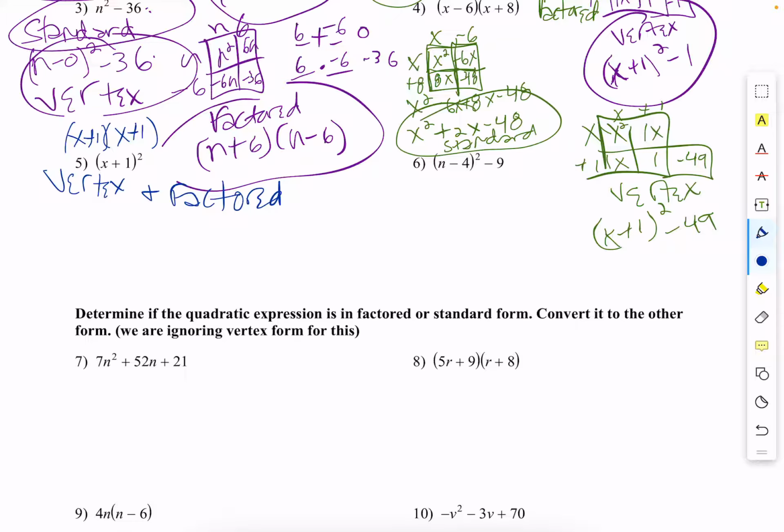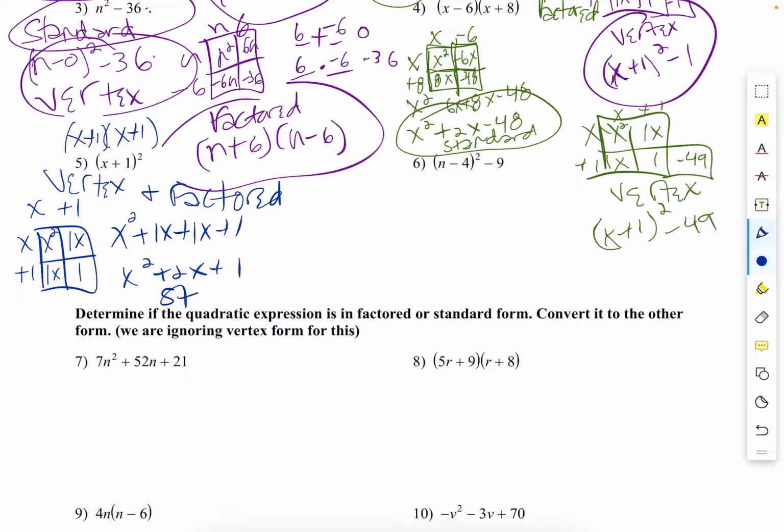So I just have to put it into standard form. So I'm going to FOIL it out either with arrows or with the box. So x squared plus 1x plus 1x plus 1. Add up my like terms, and there is my standard form.